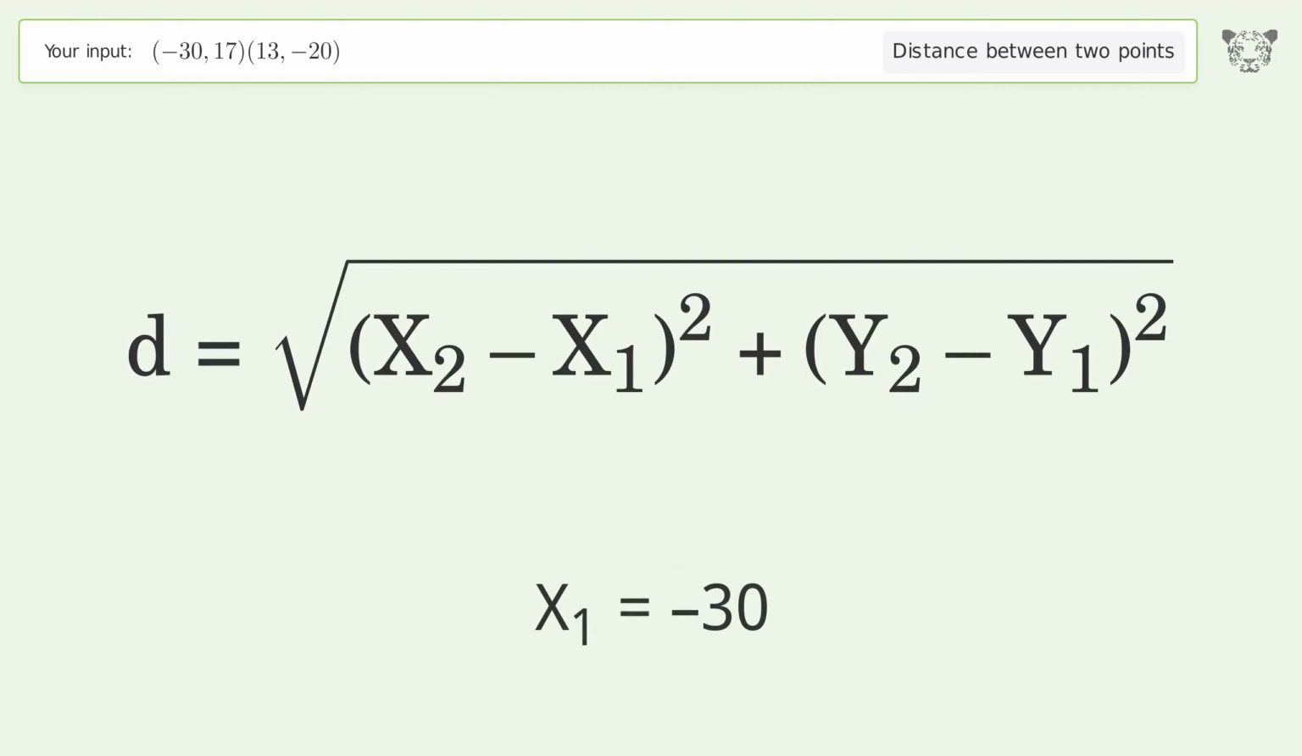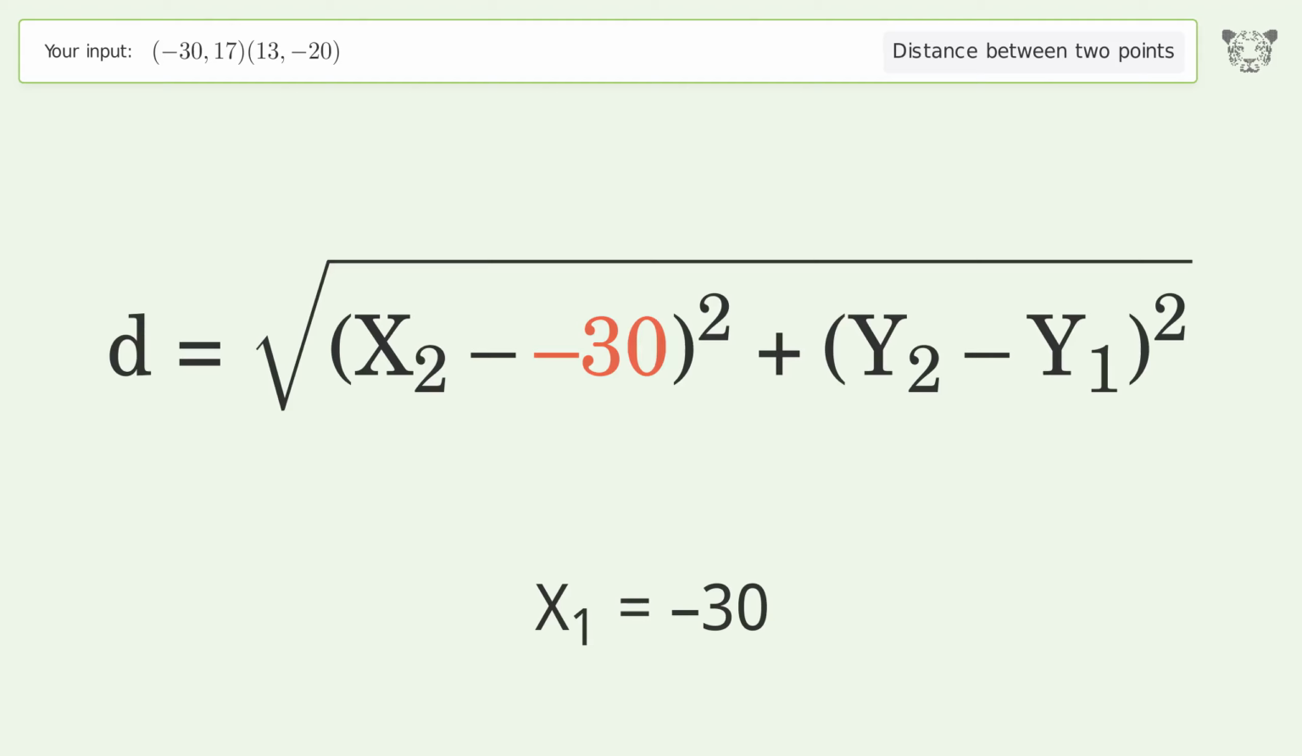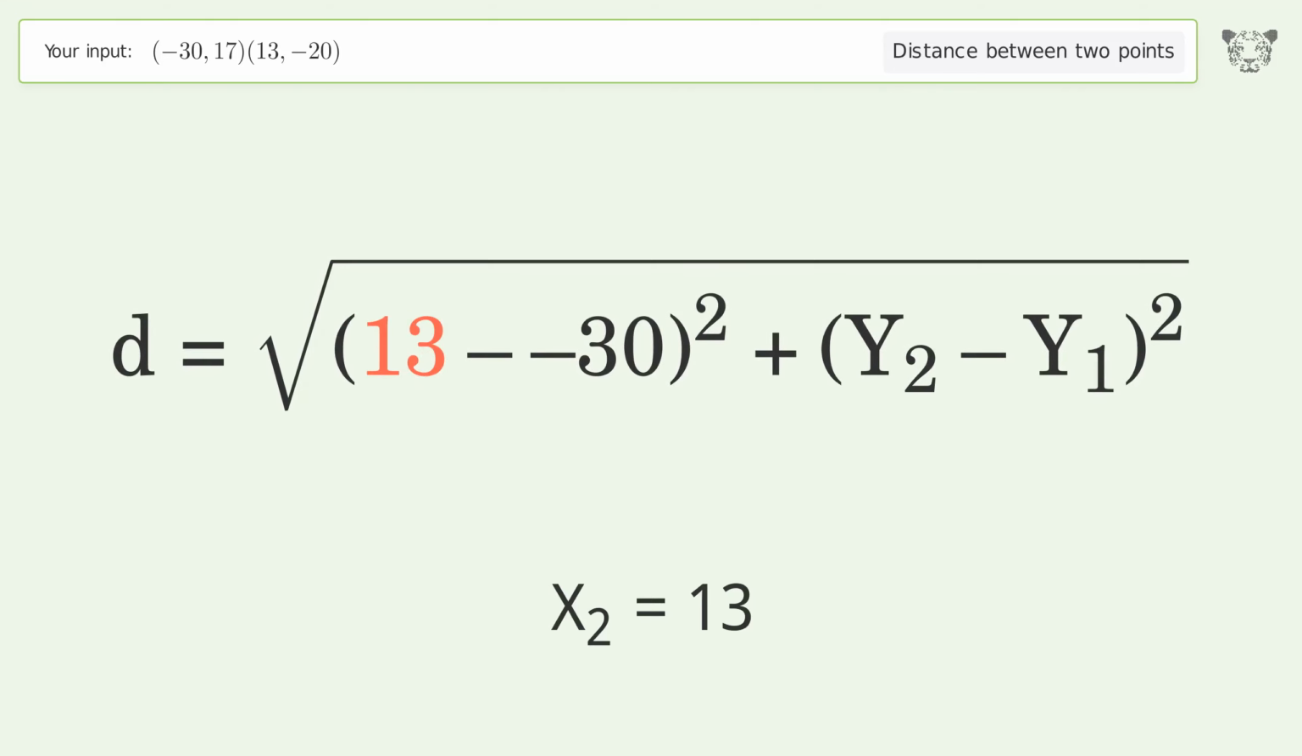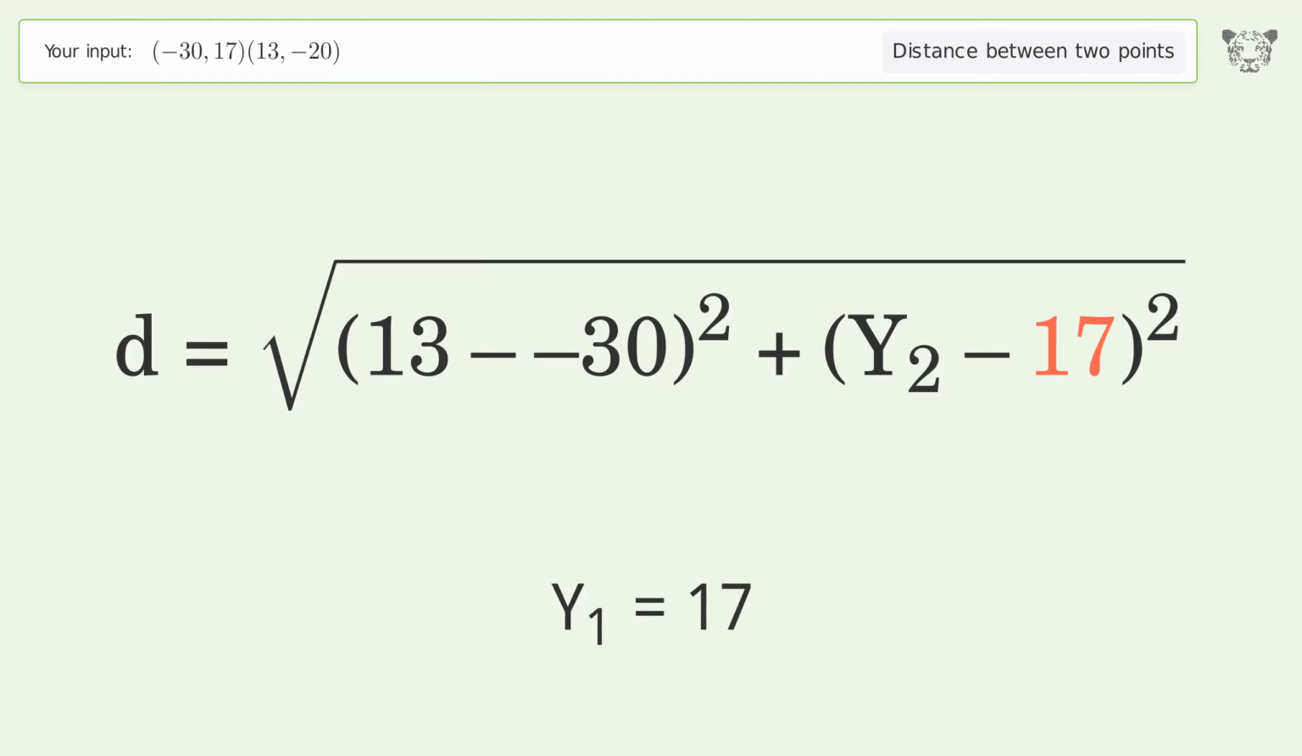x1 equals -30. x2 equals 13. y1 equals 17. y2 equals -20.